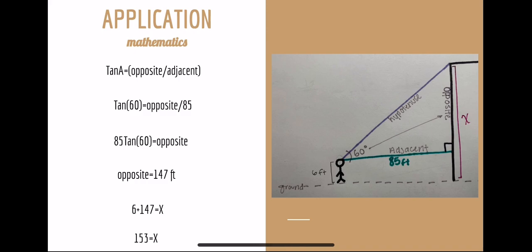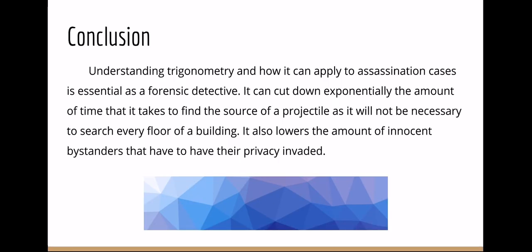In conclusion, understanding trigonometry and how it can apply to assassination cases is essential as a forensics detective. It can cut down exponentially the amount of time that it takes to find the source of a projectile, as it will not be necessary to search every floor of a building. It also lowers the amount of innocent bystanders that have to have their privacy invaded.